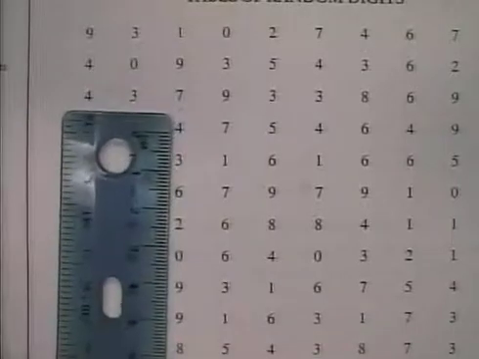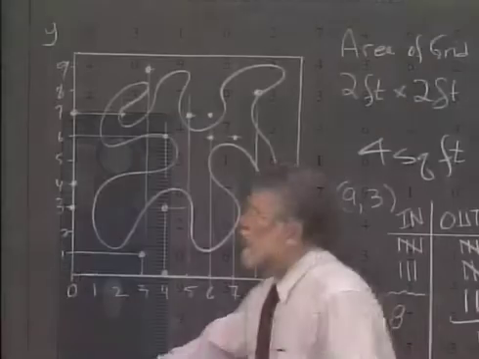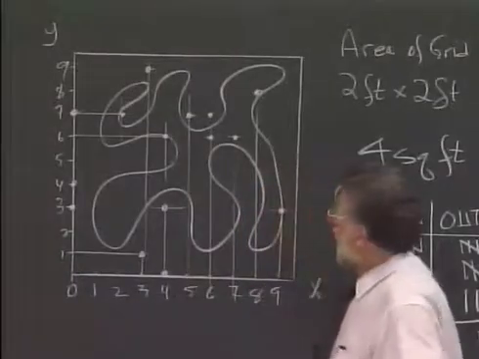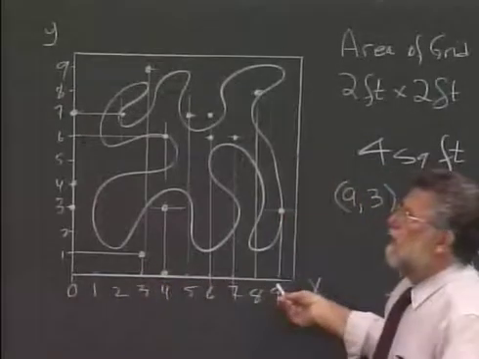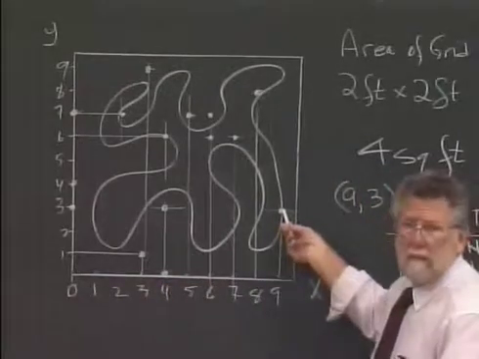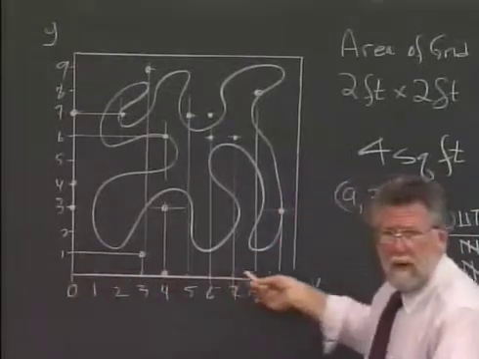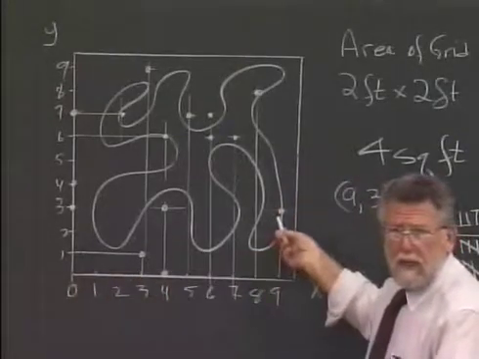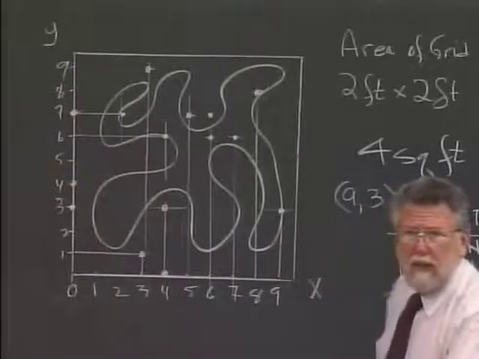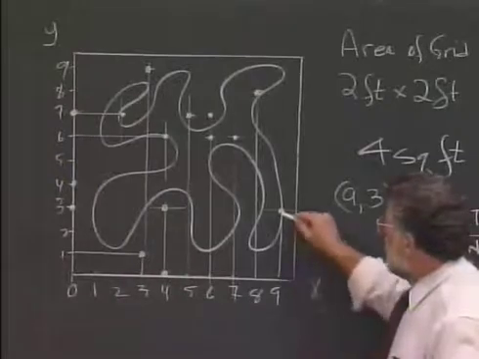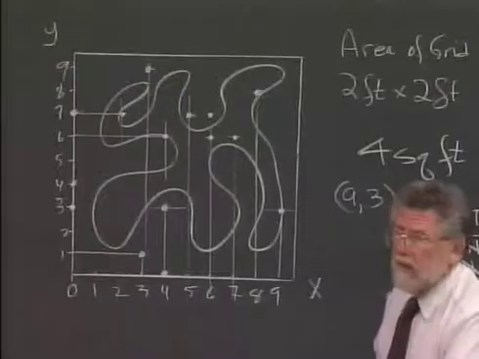Here are the first 3 pairs. I have a 9-3, a 4-0, and a 4-3. Let's see what we have on the board. I went over 9 and up 3. The 9-3 says start at 0, go over the 9 and up 3. My grid happened to go past 9 a little bit, so it's not quite like yours, but at 9-3 I find myself right on my curve. So I consider that a point in.